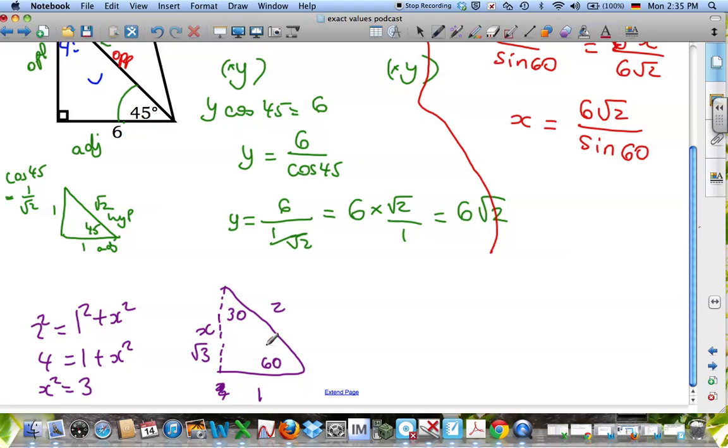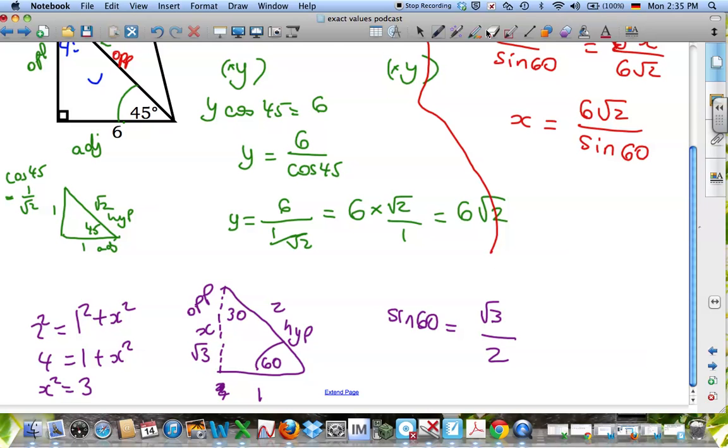Okay, what is it we wanted? Sine 60. So we have to go from that 60 angle. And we know sine from our SOHCAHTOA is opposite over hypotenuse. So we need to find the opposite. And so we can say sine 60 is root 3, because that's opposite 60, over the hypotenuse, which is 2.